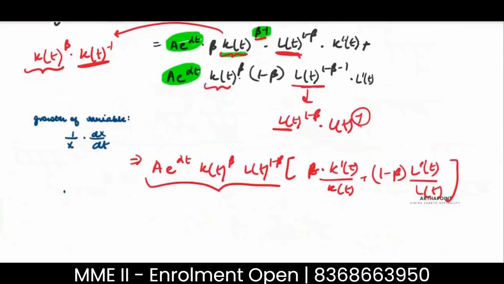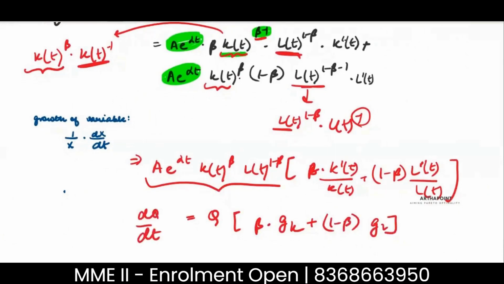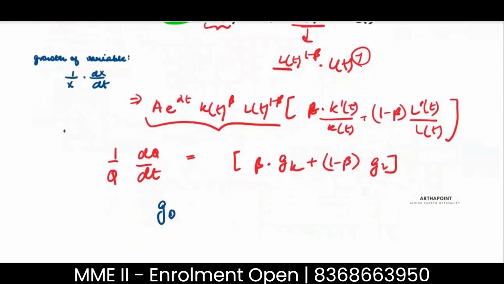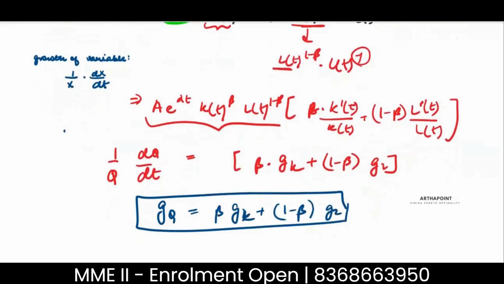Then this was simple. I called this as output. Beta, this is the growth rate of capital, plus 1 minus beta, this is the growth rate of labor, and this was dQ by dt. I took this here and this became 1 by Q. And then I just made this as the growth rate of output. And this was the derivation.